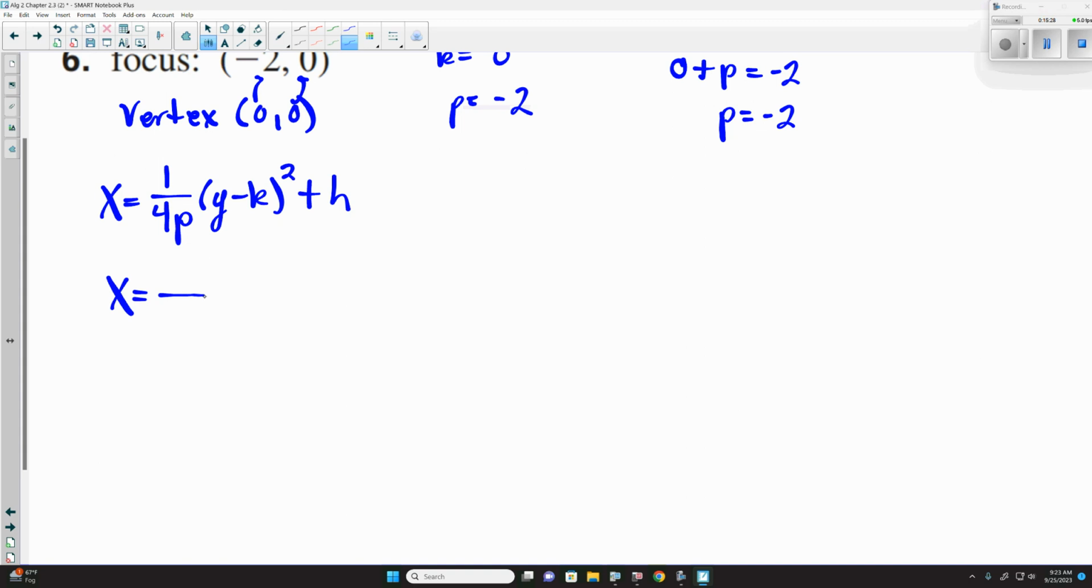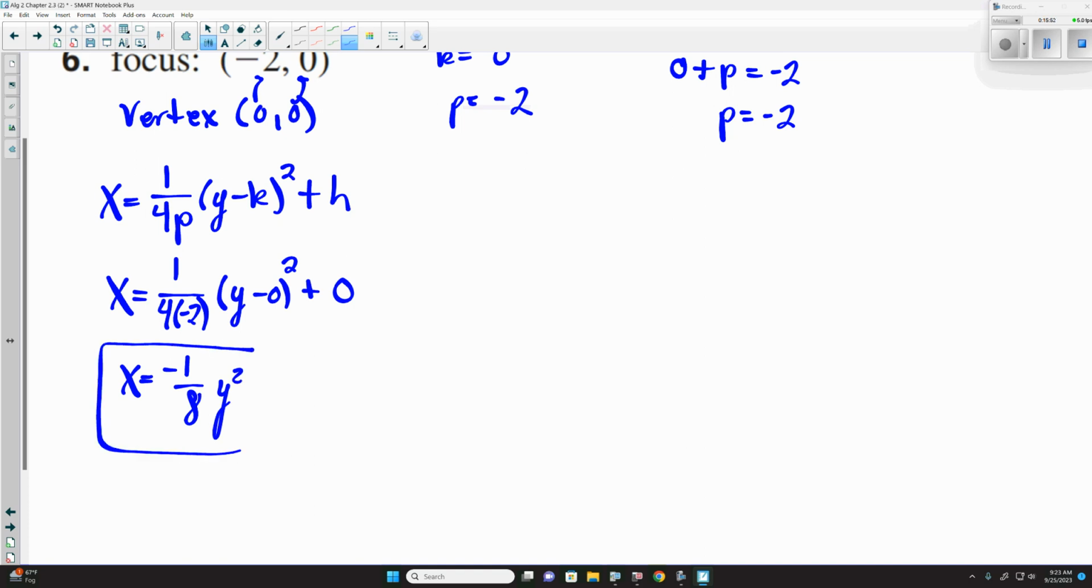Which means for our equation, we'll have x equals 1 over 4 times negative 2, parentheses (y minus 0) squared, plus 0. Now our 1 over 4 times negative 2, we can simplify to negative 1/8. (y minus 0) squared is the same as just y squared. And we get this here.